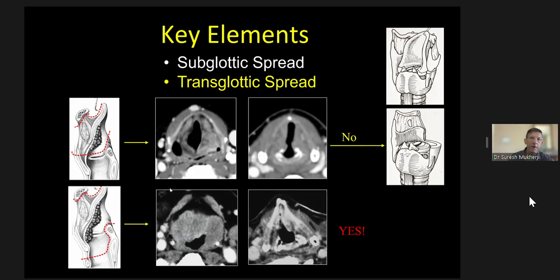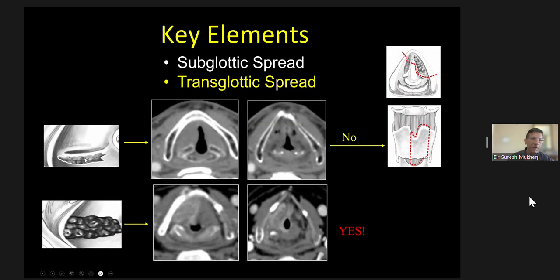Now, transglottic spread can also go from inferiorly to superiorly. So before, we talked about, if you will, gravitational forces going from the top to the bottom. Now we're going to talk about anti-gravity. So you can have tumors involved in the true vocal cord, and they can actually extend superiorly.